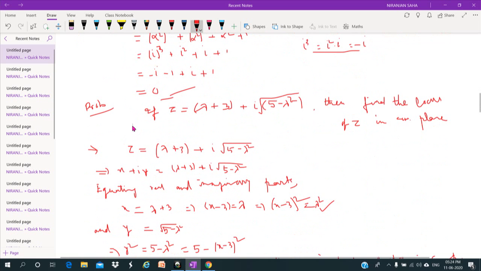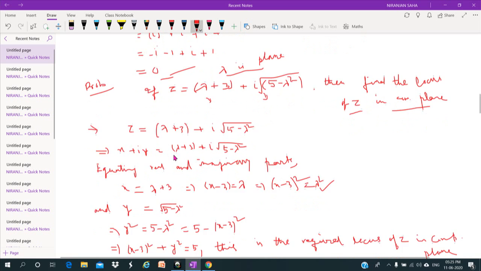Now let's do another problem. Given that z is equal to lambda plus 3 plus iota into the power 5 minus lambda square, find the locus of z in the complex plane. So lambda is a parameter. Lambda is a parameter. So we have to find the locus or the equation of z in the complex plane in such a way that lambda can be removed. We have to remove lambda from this equation.